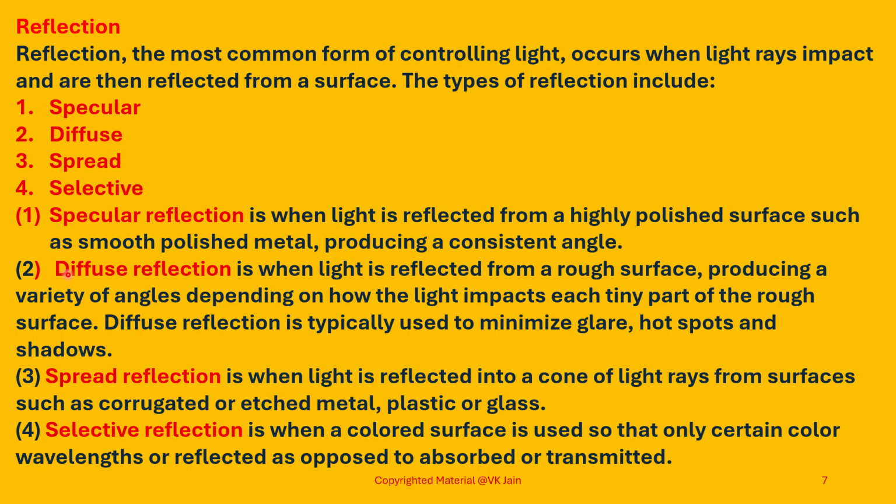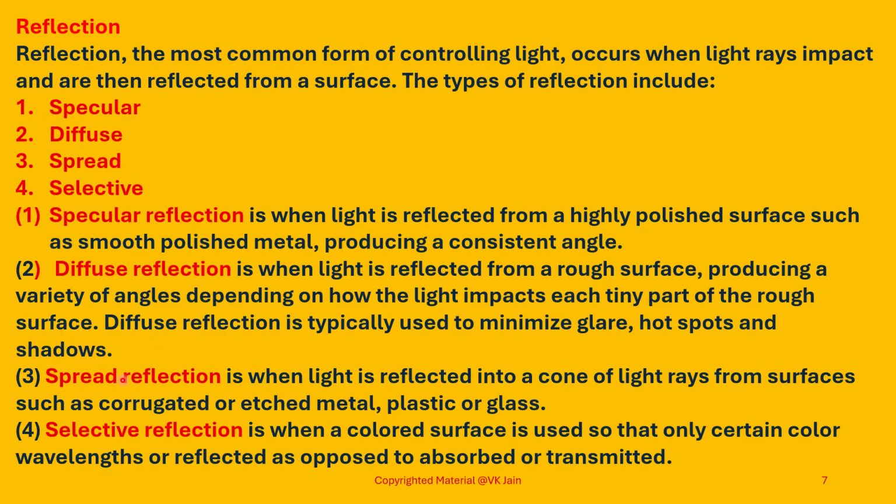Second, diffuse reflection is when light is reflected from a rough surface, producing a variety of angles depending on how the light impacts each tiny part of the rough surface. Diffuse reflection is typically used to minimize glare, hot spots and shadows. And this is what the architect should resort to.